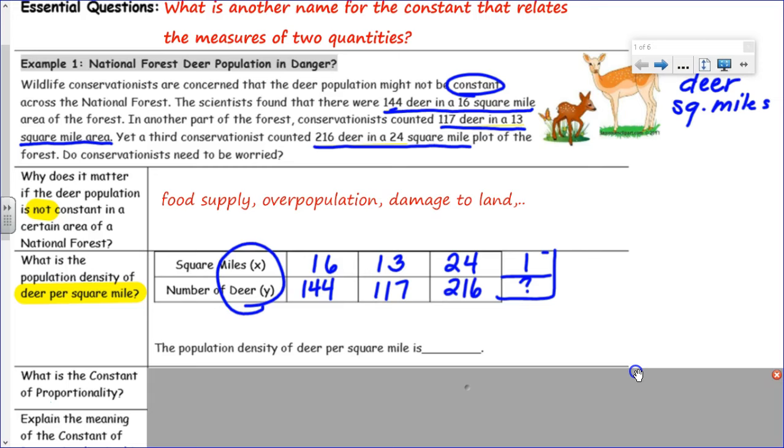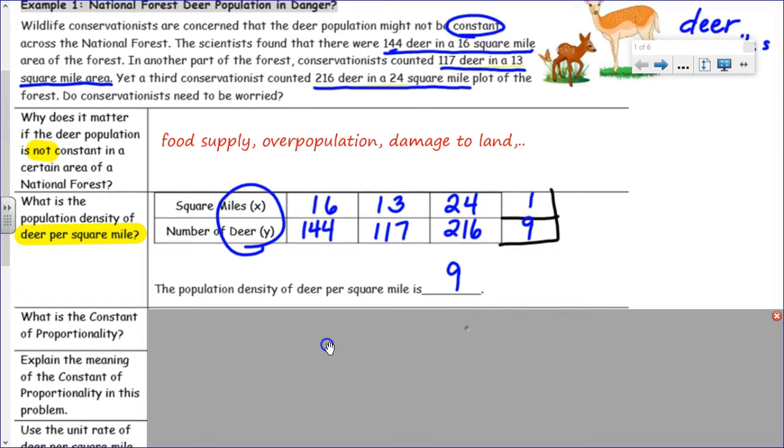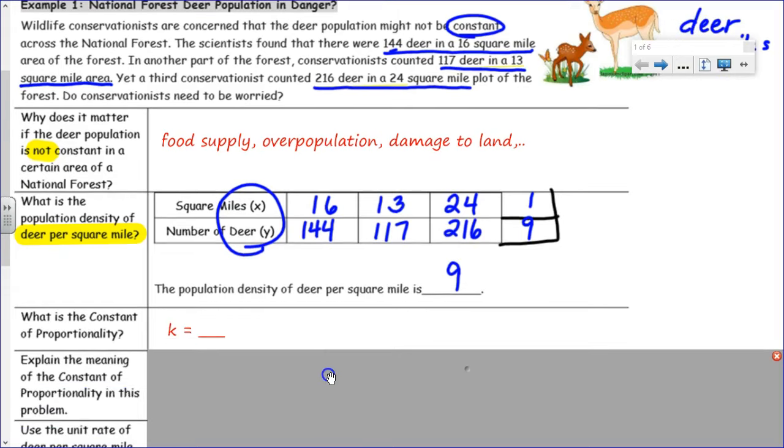Okay, when you divided all of those, did you get that the population density was 9? It should be 9 deer per square mile, and you can fill that in on our makeshift box here. I'll go ahead and redo that a little neater. So in 1 square mile, there's 9. It was actually the same for all of them. So that is called the constant of proportionality. That constant of proportionality is called K. So K is 9.